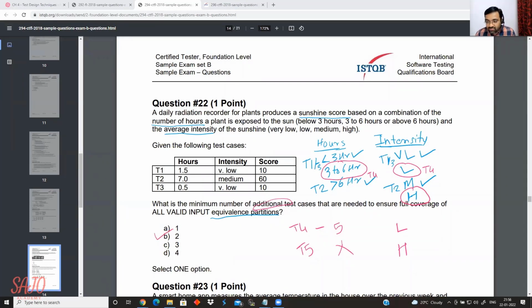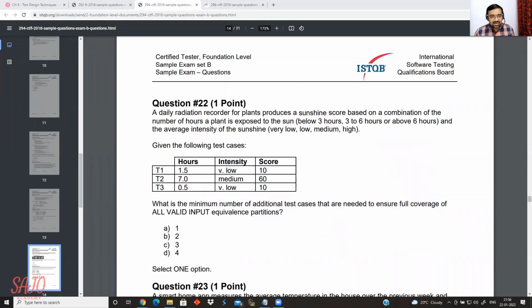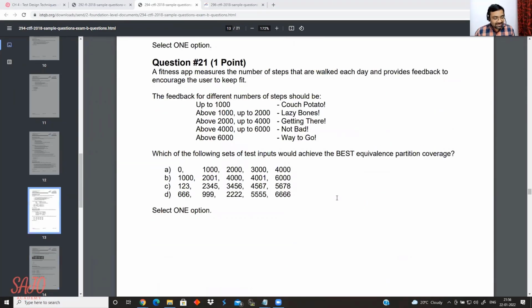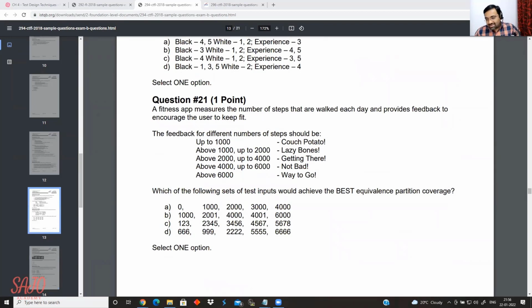All good. Everyone is with me. Sir, is it too much? No, sir, it is interesting. It is interesting, right? Yeah, I also enjoy teaching this chapter.